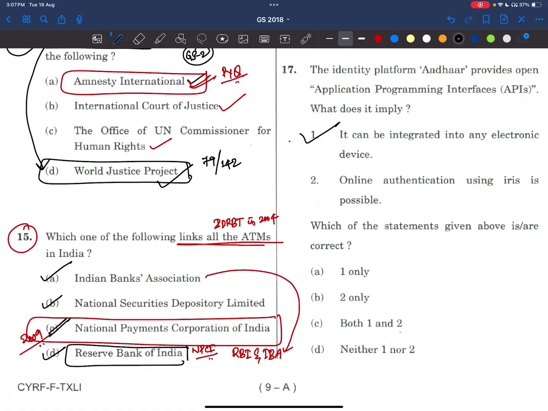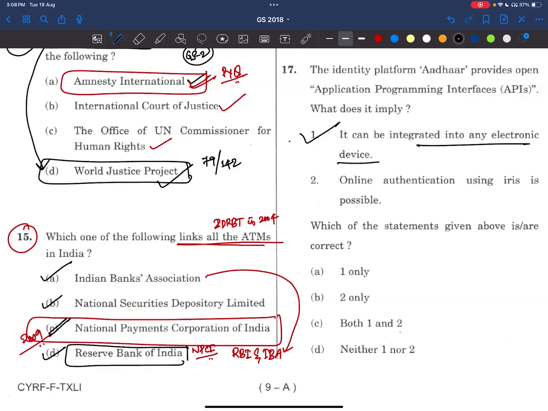In the Umang app, if we want to claim EPFO, we are getting the Aadhaar OTP. Even when we want to log into the ITR, e-returning or e-filing, even there also we are getting the Aadhaar OTPs. So it is integrated into any electronic device, right? So first statement is correct.